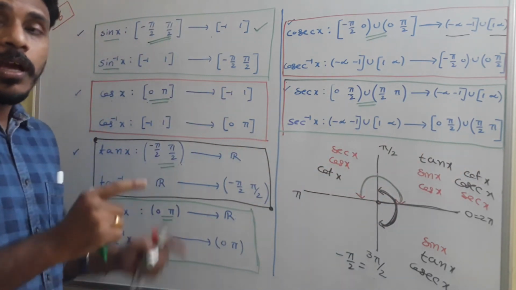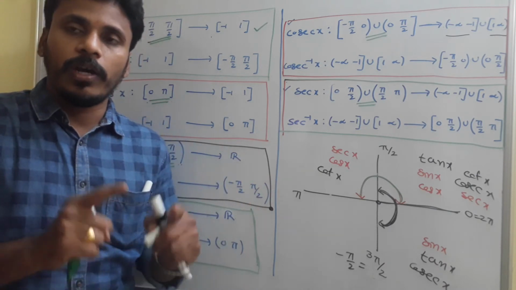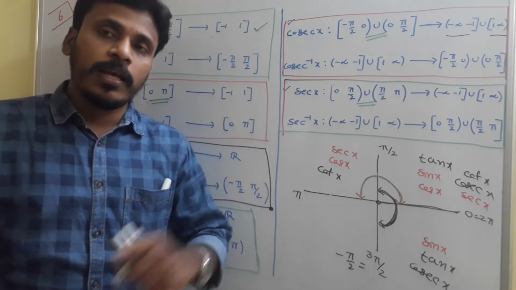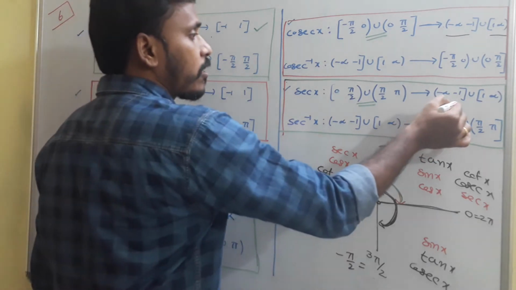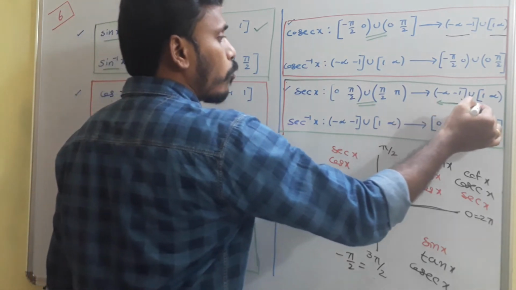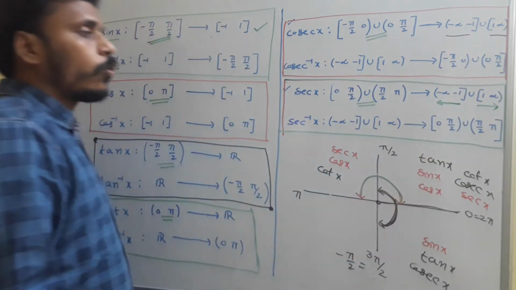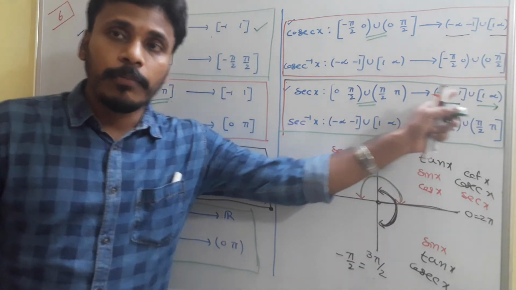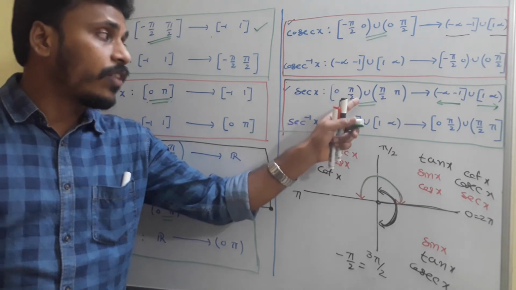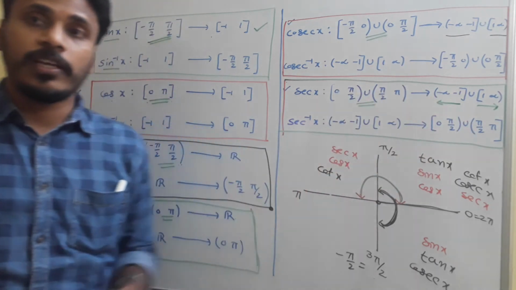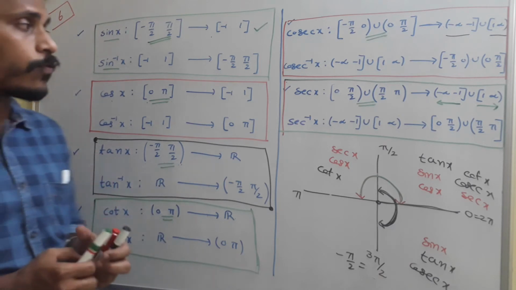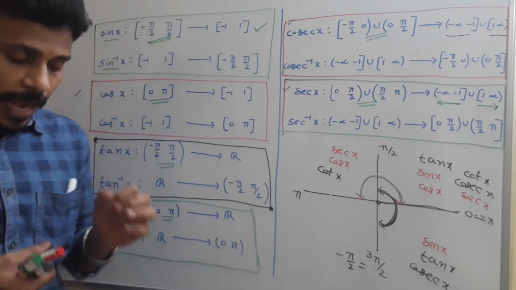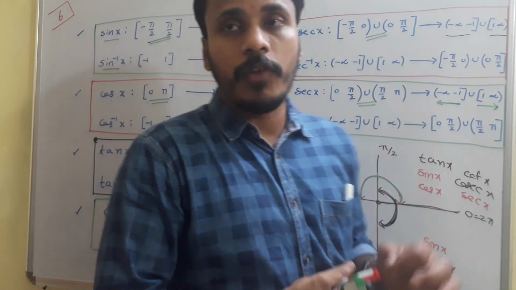Here the range is not between minus 1 and 1, but either the left side of minus 1 or the right side of 1, which can be represented as minus infinity to minus 1 union 1 to infinity. That range will become the domain for secant inverse x, and this domain will become the range for secant inverse x. So at the end, these are the domains and ranges for the trigonometric functions as well as for the inverse trigonometric functions.